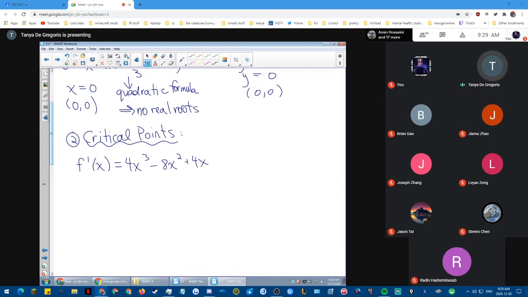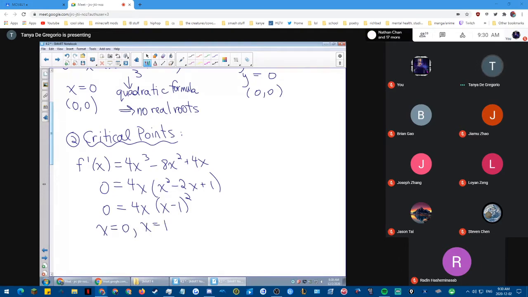Okay, so there's your derivative. Now I need to set it equal to 0, and so I need to factor. Always factor, factor, factor. So I can take out a 4x, and that leaves me with x squared minus 2x plus 1. Is that factorable? Yep, it's a perfect square trinomial, isn't it? So from here, I see that I have critical points at x equals 0 and x equals 1.